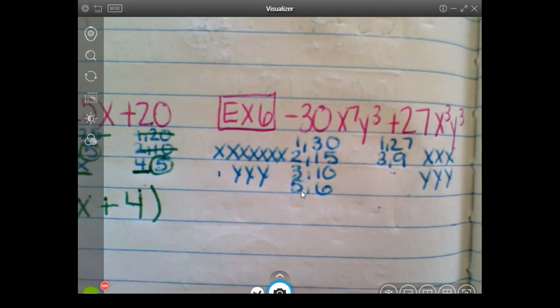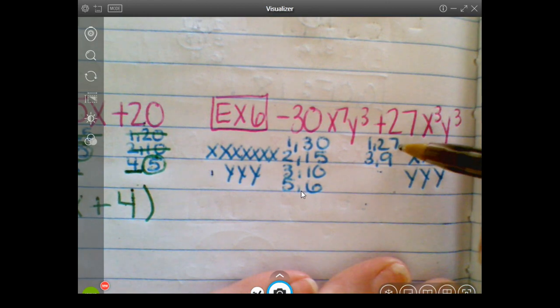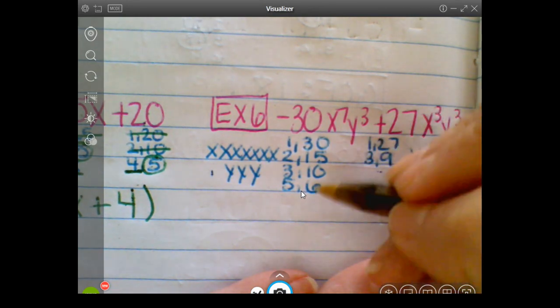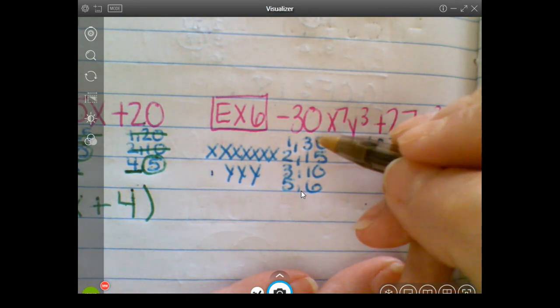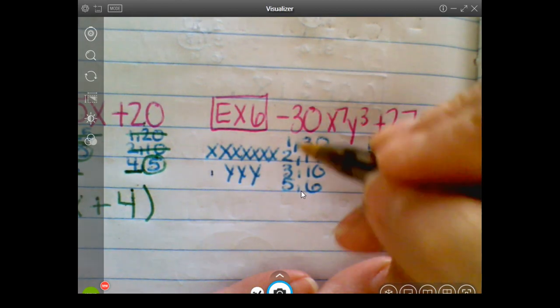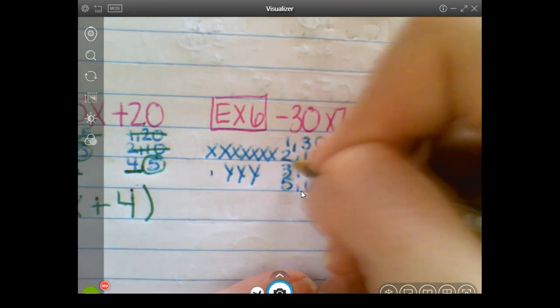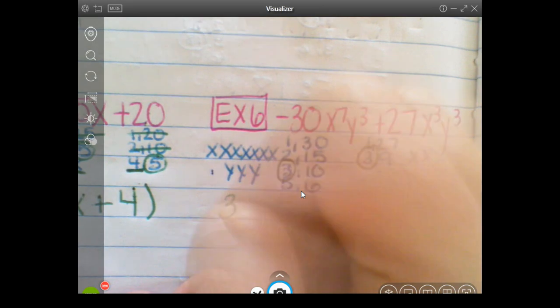So I go to the smallest one out of 30 and 27, which is 27. 27, not on the list. 9, not on the list. 3, on the list. So I circle my 3's. That's going on the outside.